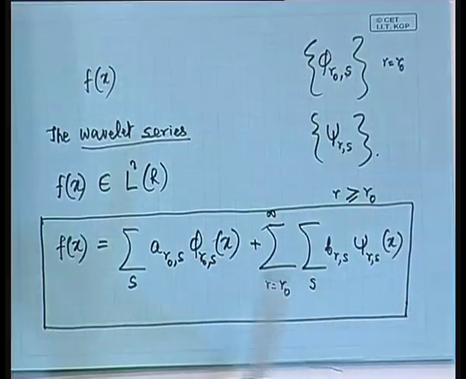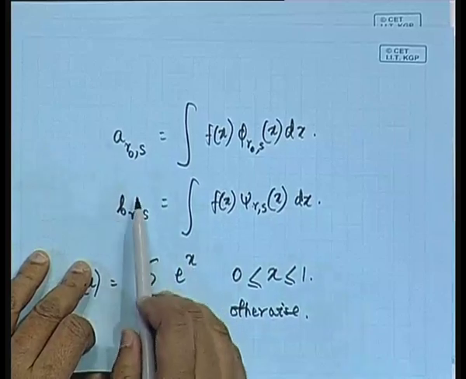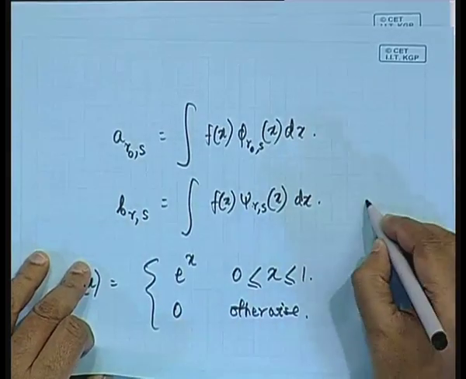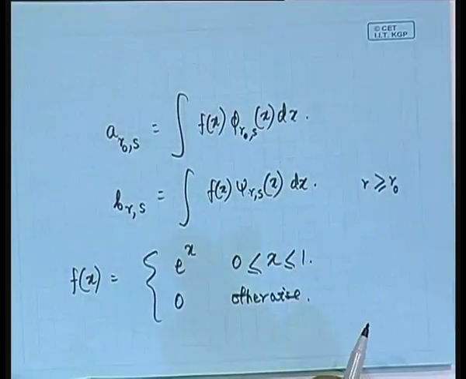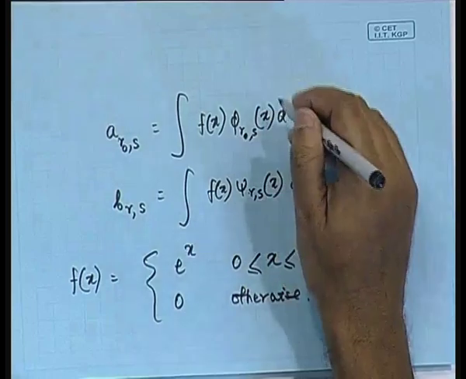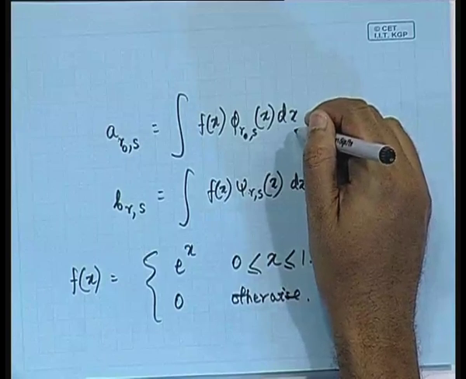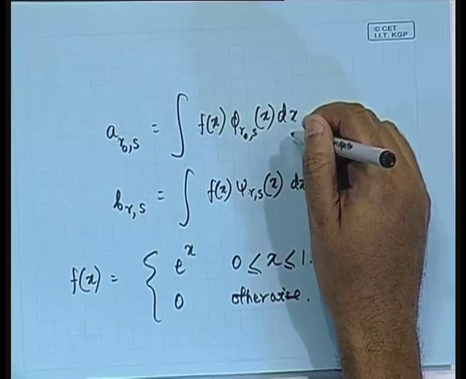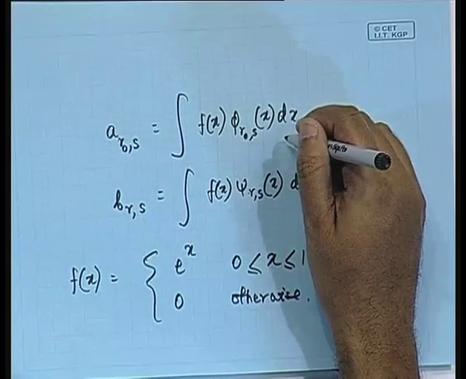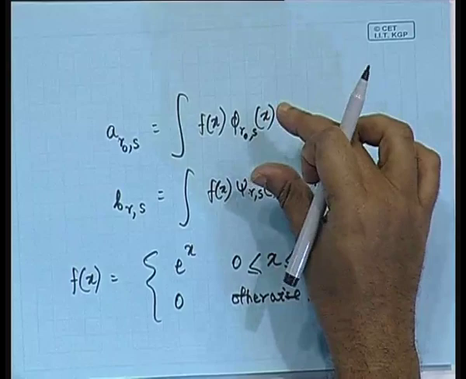And what we did here is just how to compute the coefficients a r 0 s and b r s, where r happens to be greater than or equal to r 0, where the integral expressions are coming in. Now, the integral expressions are okay as long as x is a continuous variable, because it is integrated with respect to x. But when we are considering the signal itself to be discrete, in that case the functional form of this has to change.